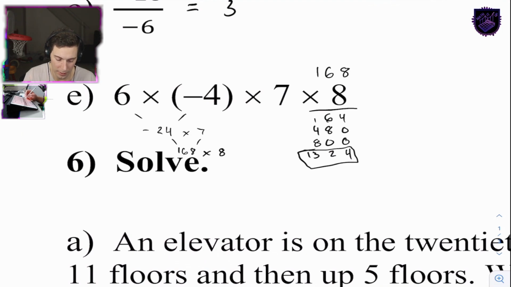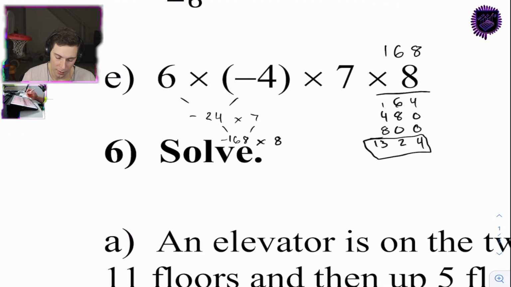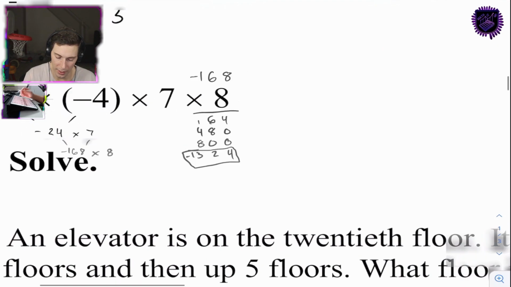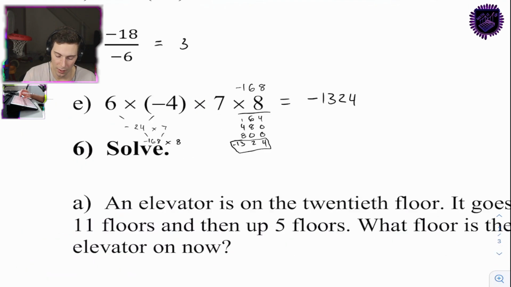And I'm going to look at our positive, our negative track here. So this is important. Okay. Because this is negative, and then 24, 7, negative. And then we have that. So it's actually negative, because it's negative 168. So my answer is negative 1324. That one's a longer one.